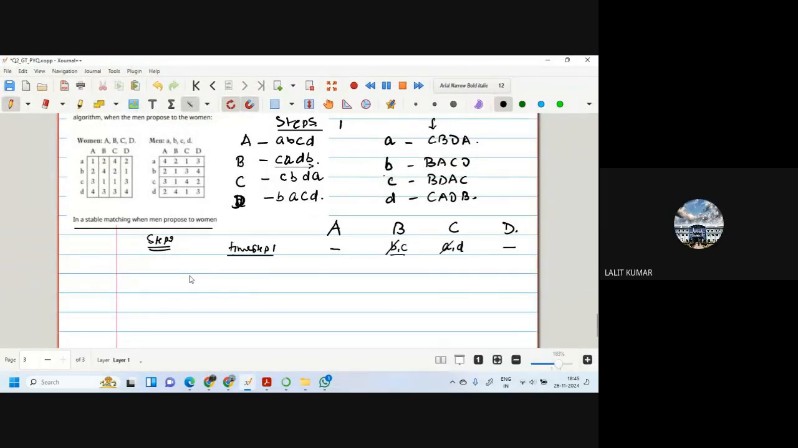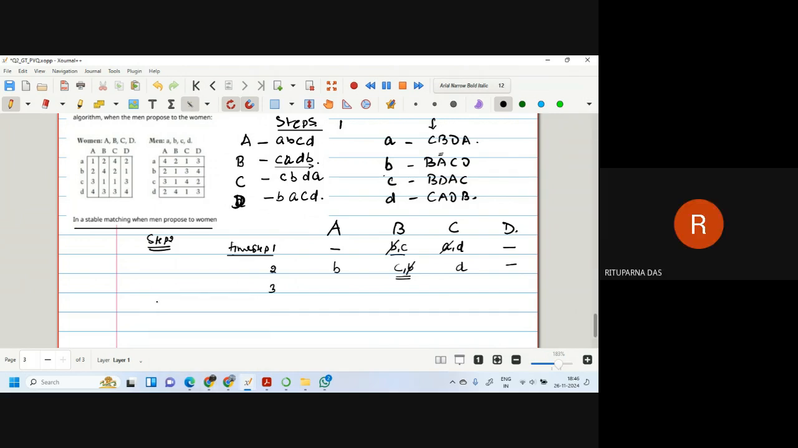So in the second step, what will happen? Now B has been rejected, so B will go to his next choice. So B will come here, here is C, and where will A go? A will go to B. So next we get here C. Now C, B for B. C, B again, okay, B will be rejected.